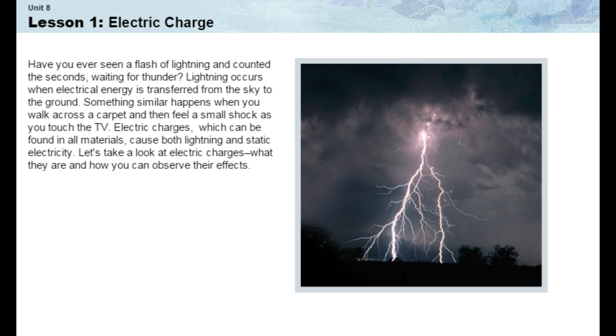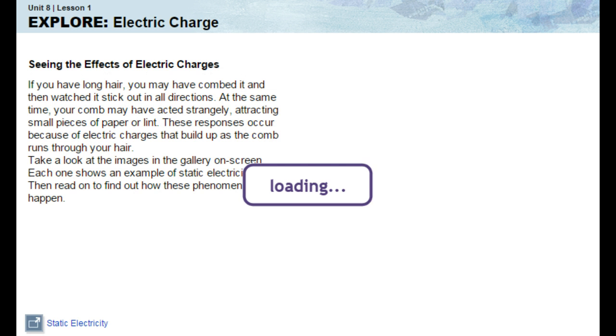So, have you ever seen a flash of lightning and counted the seconds waiting for the thunder? Lightning occurs when electrical energy is transferred from the sky to the ground. Something similar happens when you walk across a carpet and then feel a small shock as you touch the TV. Electric charges, which can be found in all materials, cause both lightning and static electricity. Let's take a look at electric charges, what they are, and how you can observe their effects.